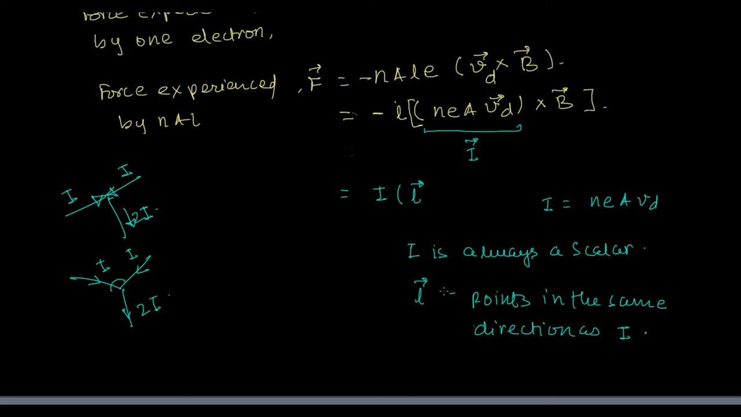Isn't VD cross B the determinant of a matrix? VD cross B is the determinant of a matrix, yes, if they have those three components or two components. But wouldn't VD and V both be multiplied by E? Yes, they'll be multiplied. So, charge is a scalar quantity. So I'm okay till now.